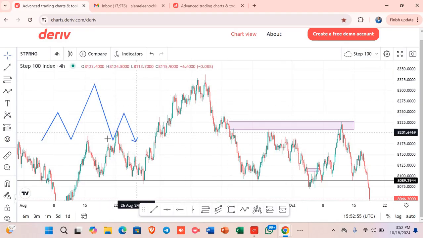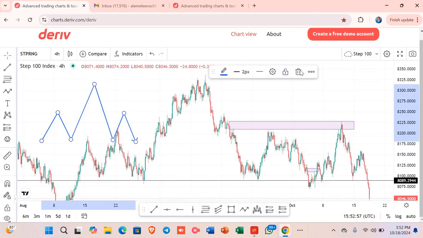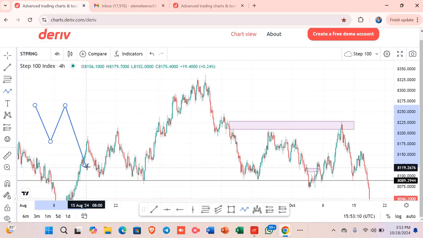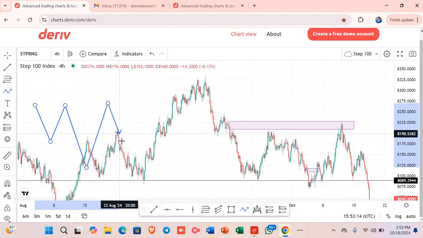Let me take this away, and then we draw the inverted head and shoulder. Good. So this is how the inverted head and shoulder works. It looks the same way. You have the first shoulder, which looks like this. Then you have the head, which looks like this. And then you have the second shoulder, which looks like this.